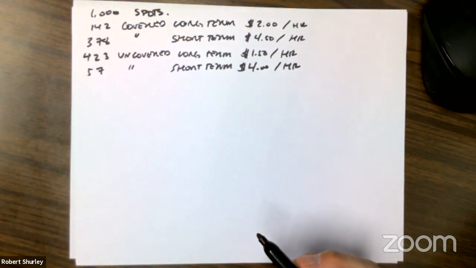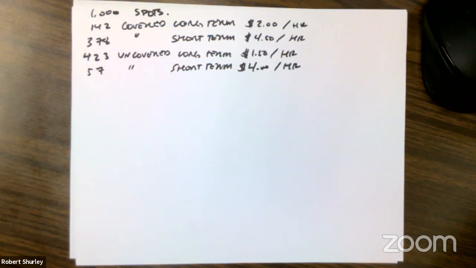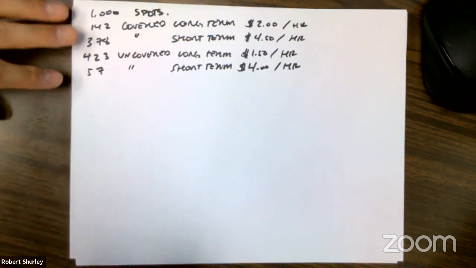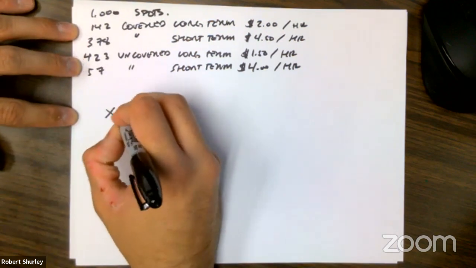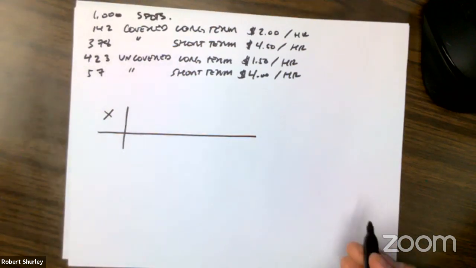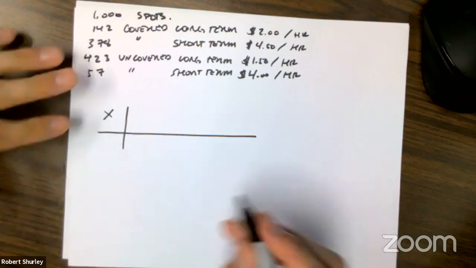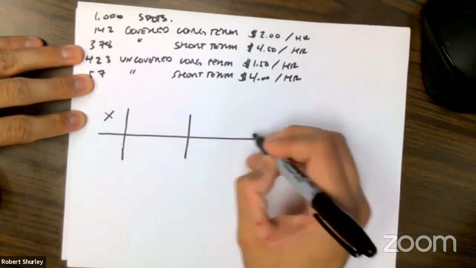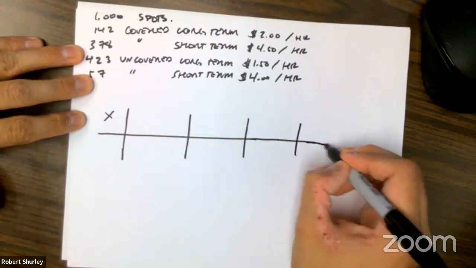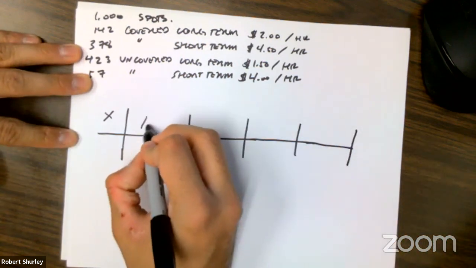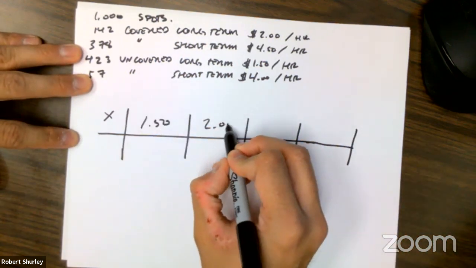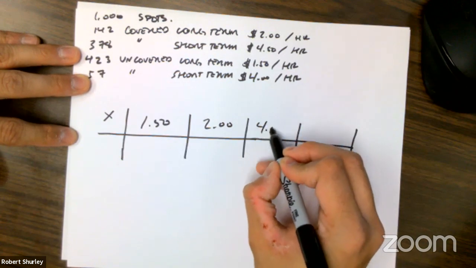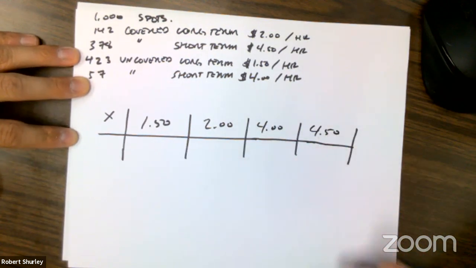Now it says a parking space is selected at random. Let X represent the hourly parking fee for the randomly sampled space. Find the probability distribution. So now our X value is the cost of the space. We know we got 4 different costs, right? We got $1.50. We got $2. We've got $4, and then we got $4.50, right?